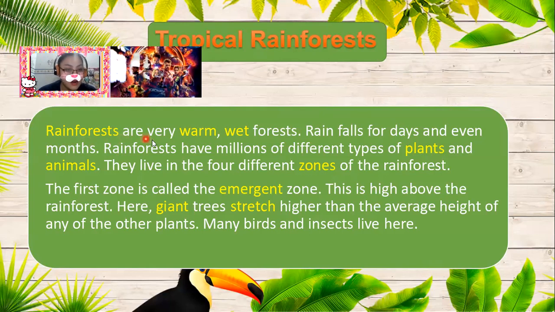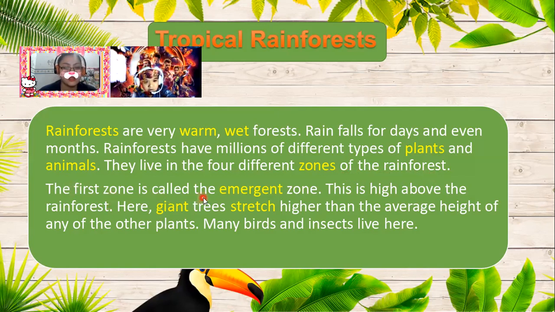Rainforests are very warm forests with rainfall for days and even months. Rainforests have millions of different types of plants and animals. They live in four different zones of the rainforest. Very good.